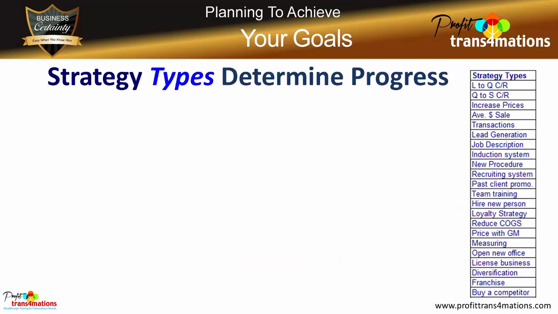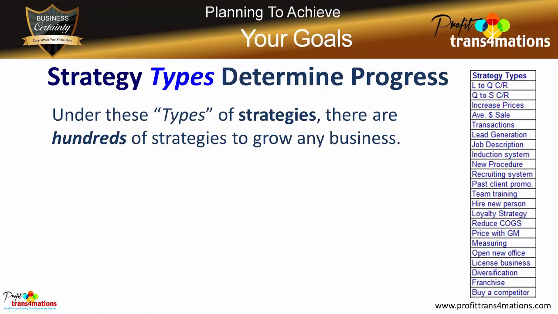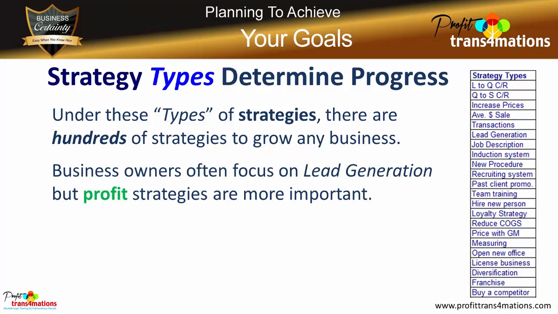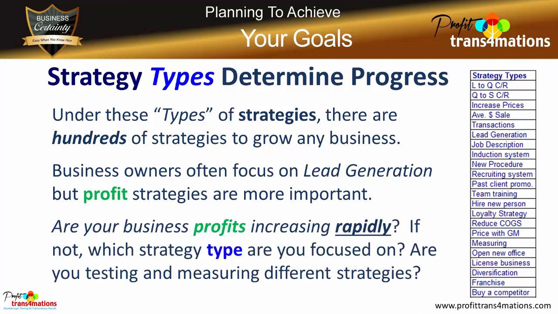Strategy types determine progress. So let's talk about the types of strategies that you can apply. And that's what you can see on this list on the right. Under these types of strategies, there are literally hundreds and hundreds of strategies to grow any business. Business owners often focus on lead generation, but profit strategies are more important.